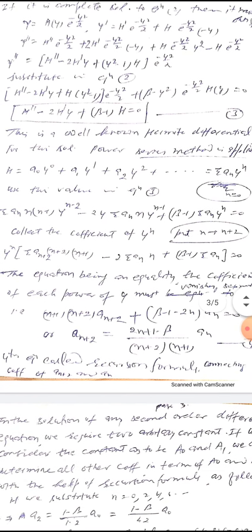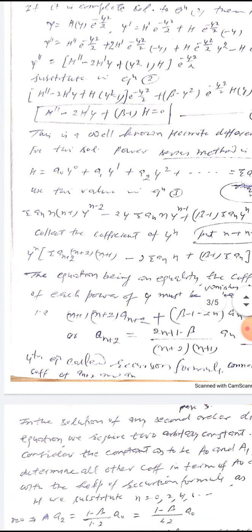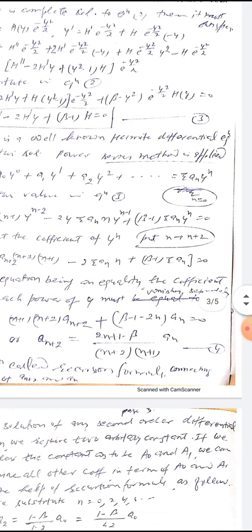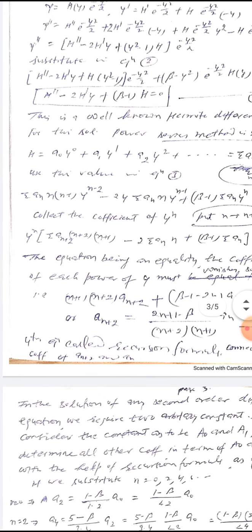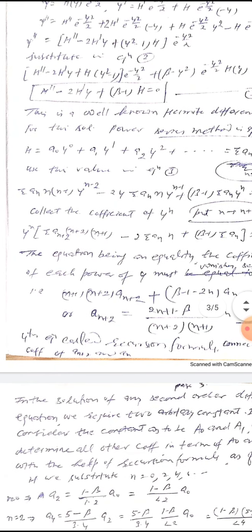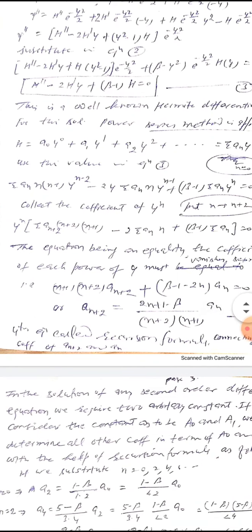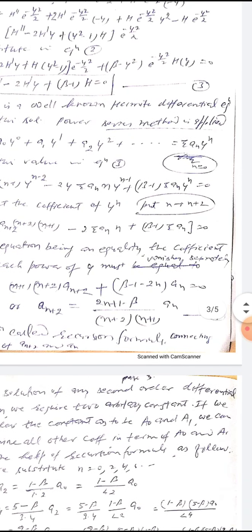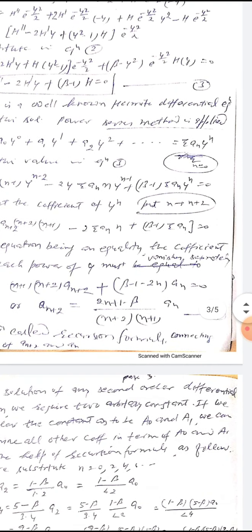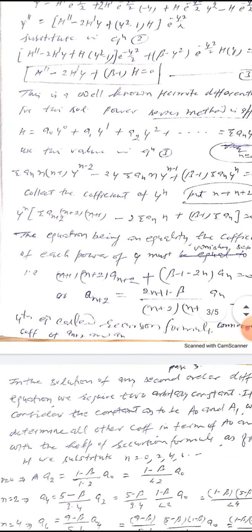For that, we define H as a0 xi to the 0, a1 xi to the 1, a2 xi to the 2, or it is written as summation an xi to the n. Use the value of H in equation number 3. So the expression becomes: summation an n(n minus 1) xi power n minus 2 minus 2 xi summation an n xi power n minus 1 plus (beta minus 1) summation an xi power n. Now collecting the coefficient of xi power n.